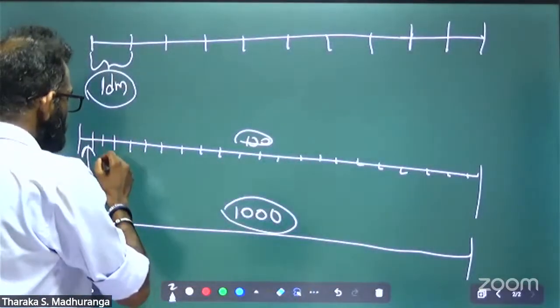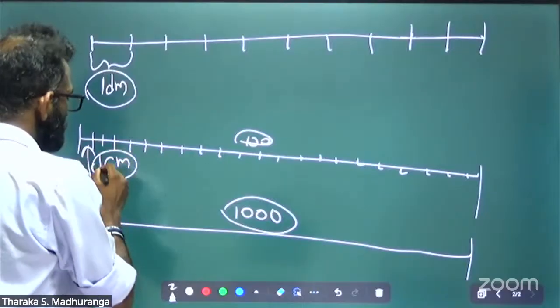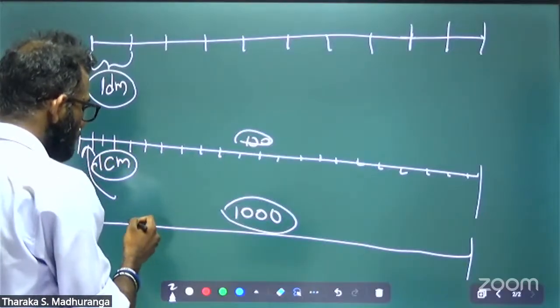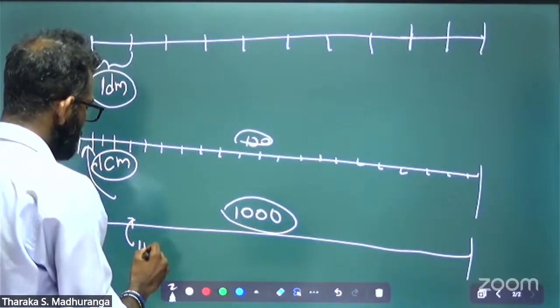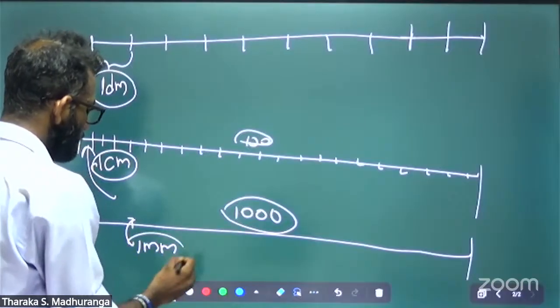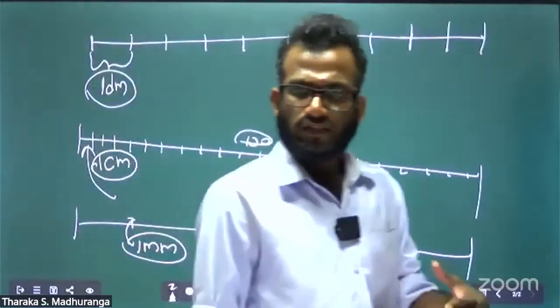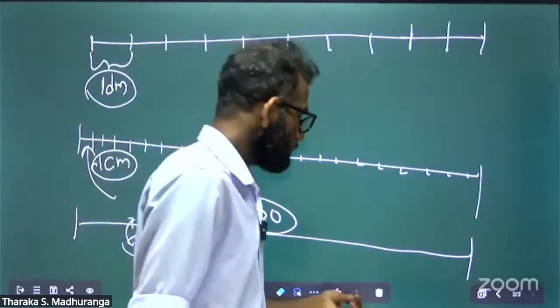This one part is 1 centimeter. This is after dividing into 1000 parts, it is 1 millimeter. Okay, if you know this, now you can understand prefixes.